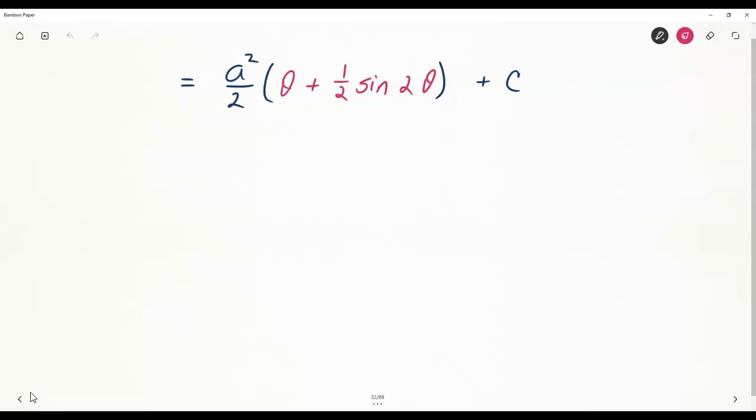We are not done, because the original problem was in x, not in theta. I need to get back an expression involving x. Okay, we can do that.